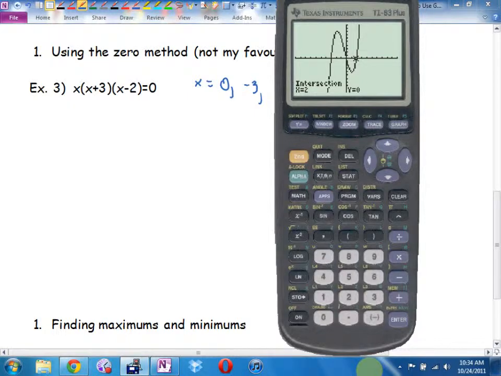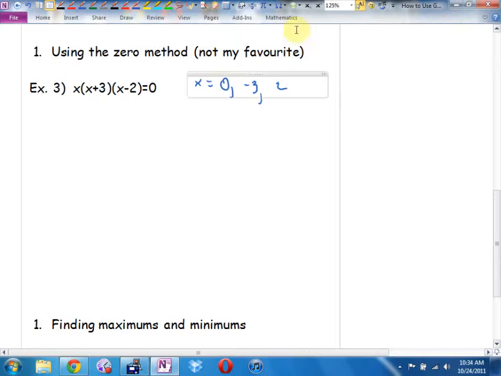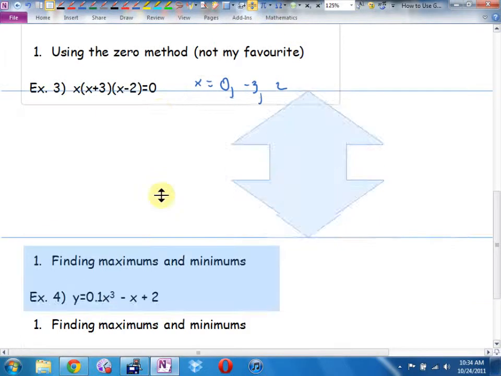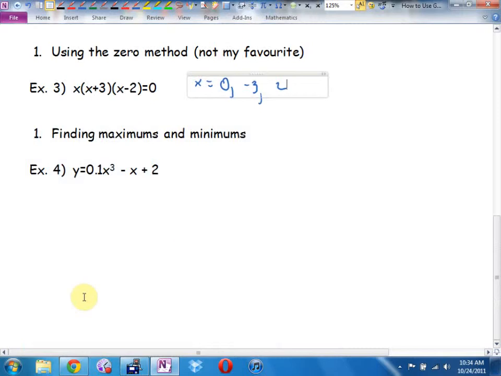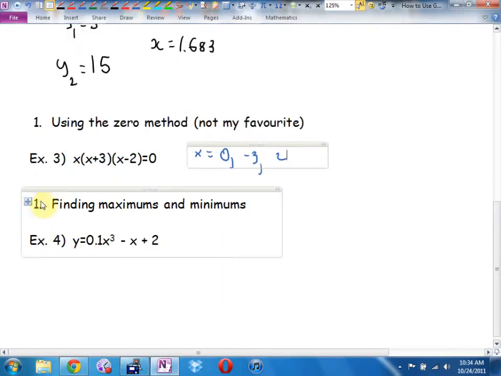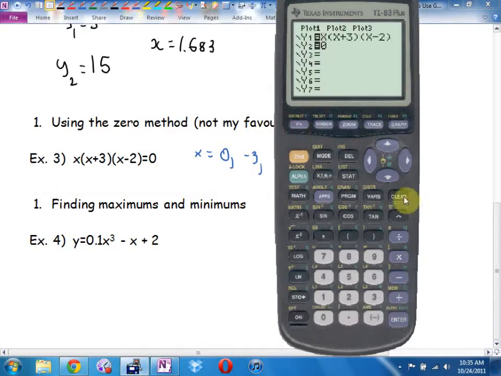Now, this is really for those of you that are in calculus, which is none of you because calculus class is this block here. But that's okay. You can use this to find maximums and minimums. So, go back to y equals, clear whatever you got there, and type in this equation, 0.1 x cubed minus x plus 2. And hit graph.